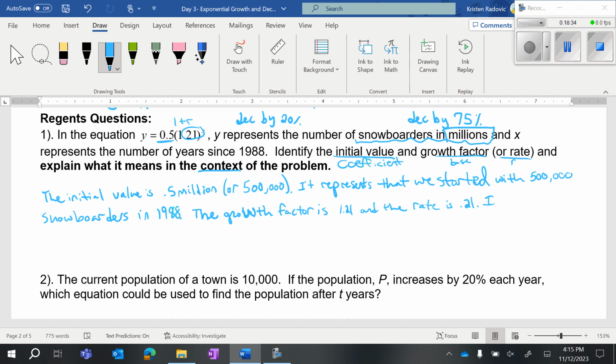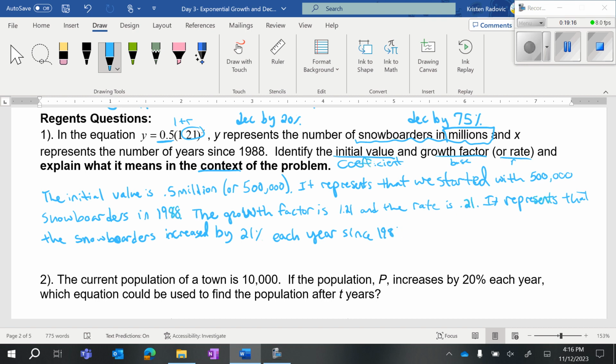Now, you could put whichever one you wanted to, but it represents that the snowboarders increased, right? Because it is greater than 1. If your factor is greater than 1, the base is greater than 1, that means you increase. How much did you increase by? Well, you increased by 21% each year since 1988. So this was a 2-point question.